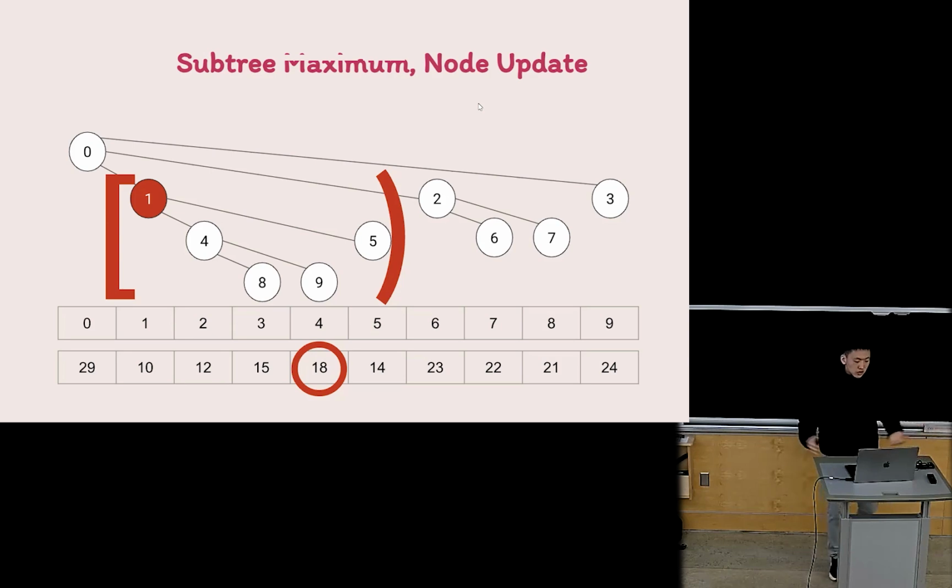So now what we can do is we can just use that to query our segment tree. What is the maximum among all the times from 1 up to 6, exclusive of the 6? And it turns out that's 18.